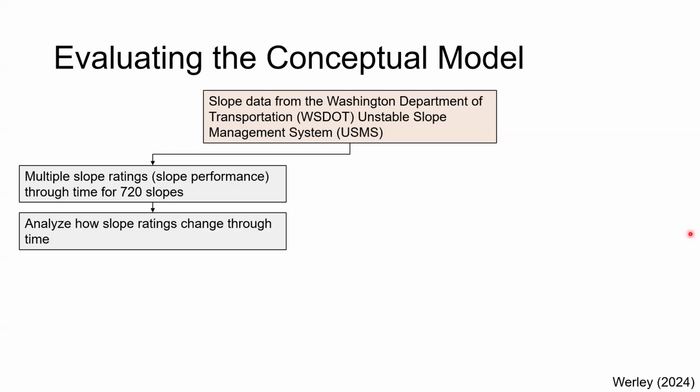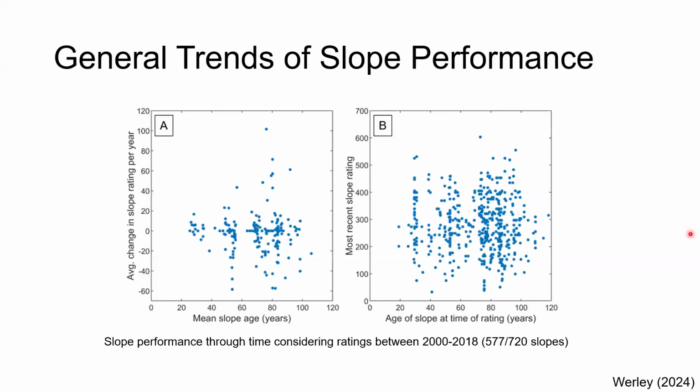And so the idea is that we can look at these slopes and see how the ratings are changing through time. If the hazard is getting worse over time, we would expect to see the ratings getting higher, indicating higher hazard over time. So let's take a look at the data. Well, the first thing we can look at on the right is sort of the simplest way to visualize the data, which is simply for every single slope, we have one data point, and we're plotting the most recent slope rating against the age of the slope at the time it was rated.